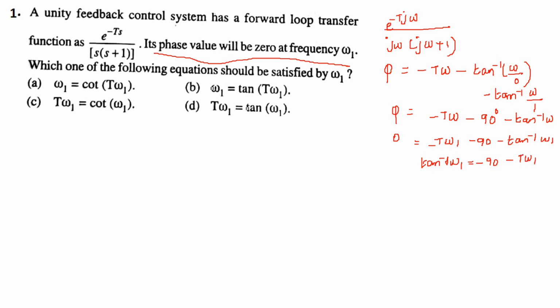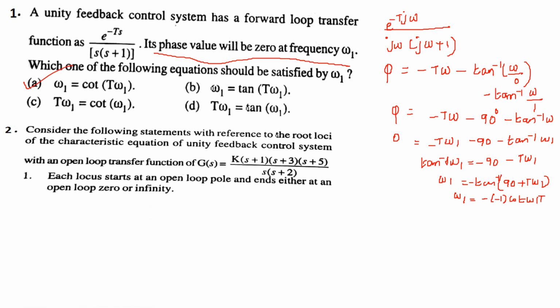Okay, next find out omega 1. Tan of, here take minus outside, tan of 90 plus t omega 1. So from this, omega 1 is minus tan of (90 plus t omega 1), which is minus cot of t omega 1. So that is the answer. So omega 1 is cot t omega 1.